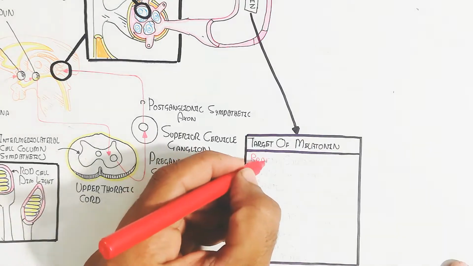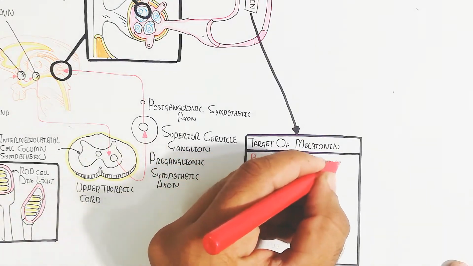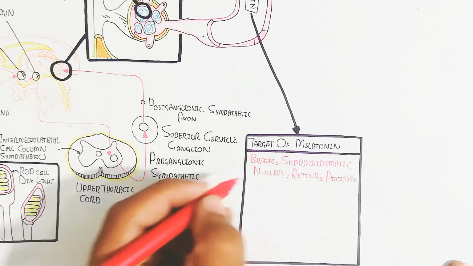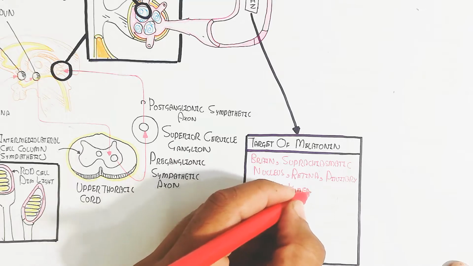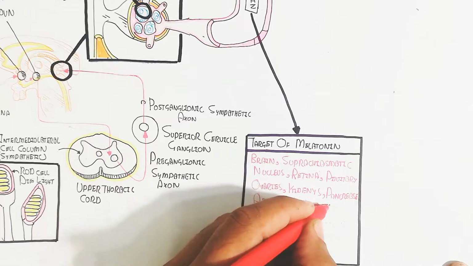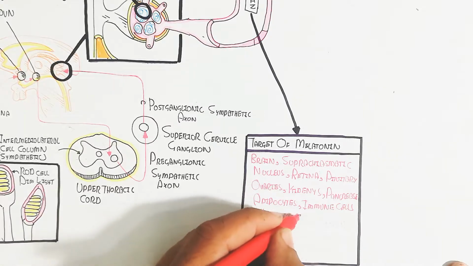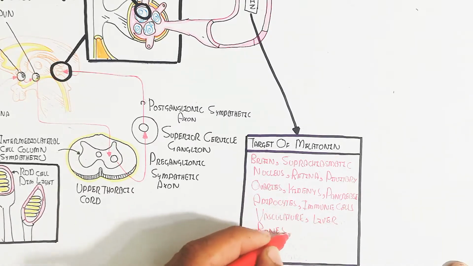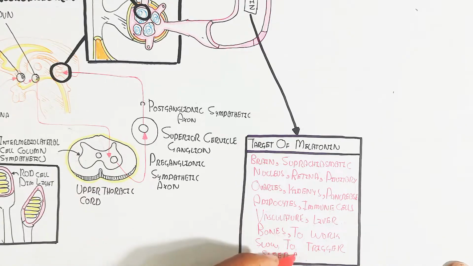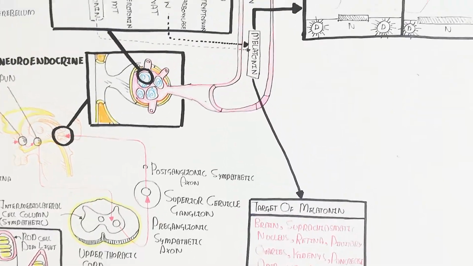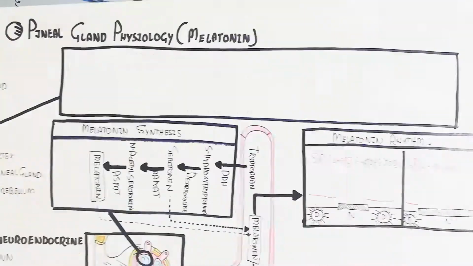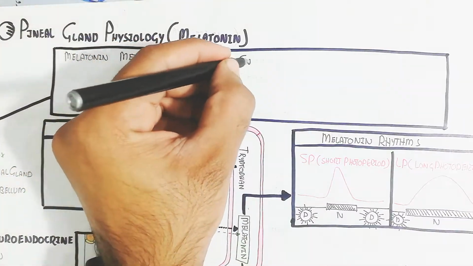The targets of melatonin are the brain, suprachiasmatic nucleus, and retina, where we feel the dim light, as well as the pituitary gland and ovaries. The pituitary produces growth hormone for growth during the night time. Kidneys, pancreas, adipocytes, immune cells, vasculature, liver, and bones work slowly to trigger sleep mode. That is why slow work and low metabolism are triggered by pineal gland activation.